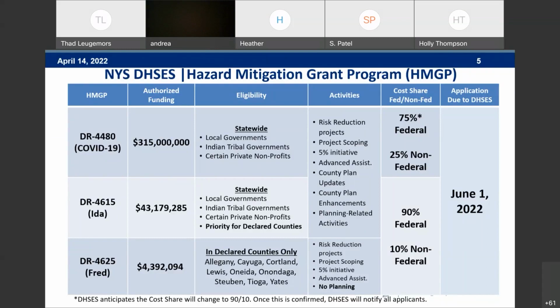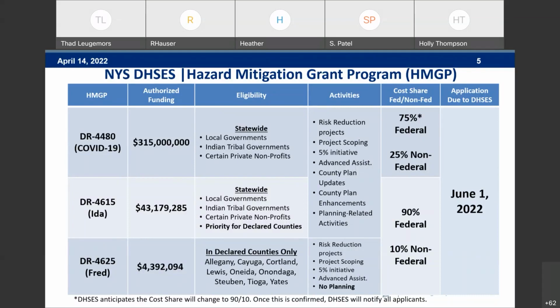The eligibility for COVID and IDA are very similar. For local governments and certain private not-for-profits, the projects are the same categories for all 3. The only difference really between 4480, which is COVID, and the IDA is there is a priority given to declared counties for IDA for submitting under the IDA HMGP, whereas COVID, since it affects the whole state, there is no geographical preference.